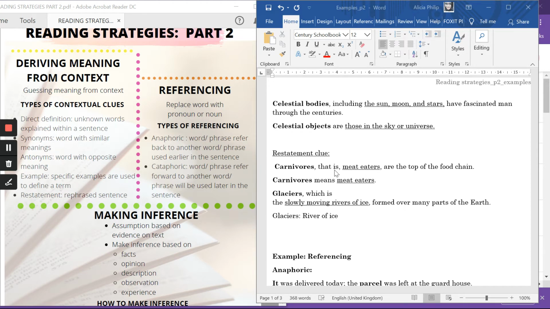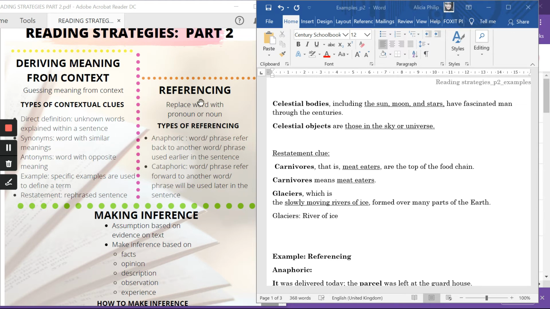Whenever there's a restatement, it's either "that is", "which is", or even just a comma. Okay, you would get the meaning. The next sentence or the next phrase would be the meaning of the particular word. So slowly moving river of ice. This is what glaciers mean. So basically this is how you guess the meaning from the context. It's not difficult if you know how to identify the clues, then you can get the meaning of the particular word.